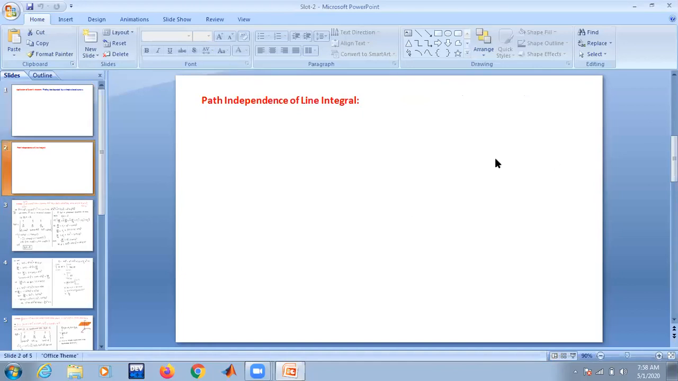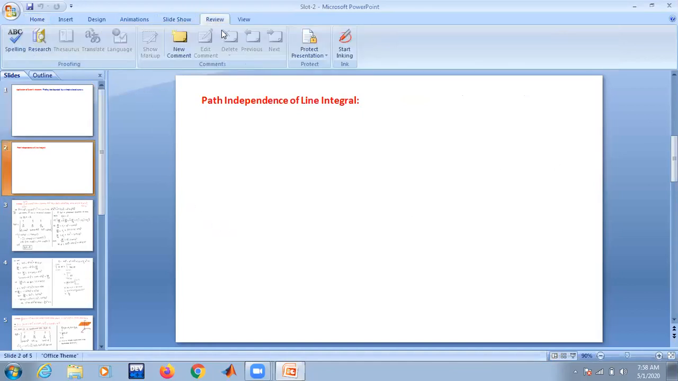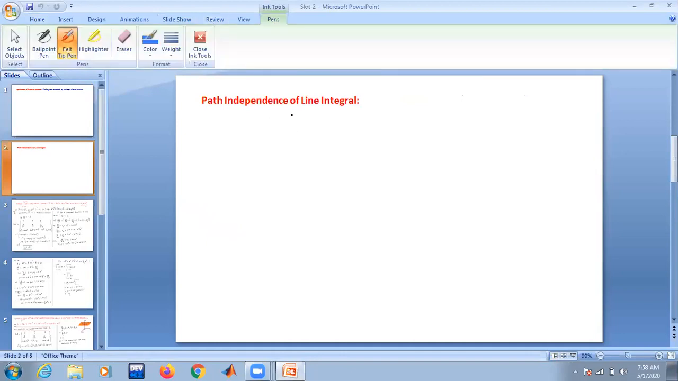What are we discussing? Path independence. So the integral over C of f bar dot dr bar is equal to phi of b minus phi of a. When can you do that? If you can express f bar equal to del phi. When can you express f bar equal to del phi? When f bar is conservative.